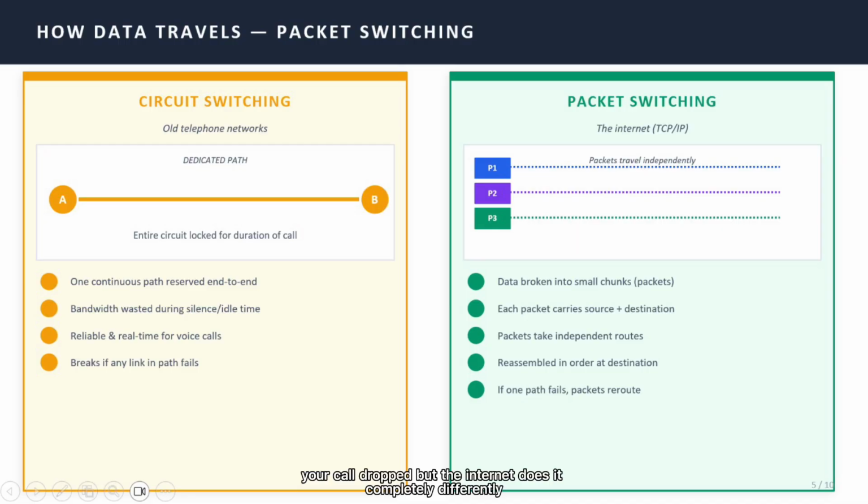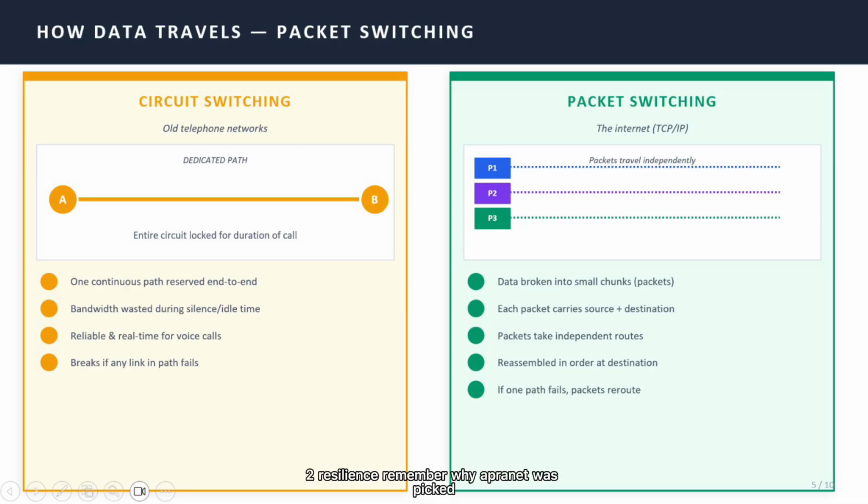But the internet does it completely differently. Let's say you send a photo. Your device doesn't send it as one continuous stream. It breaks it into small pieces called packets. Each packet has a header containing the source address, the destination address, and its sequence number. Then, and this is the key part, each packet finds its own path through the network. Packet 1 might go through London, packet 2 might go through Singapore, packet 3 might go directly. They arrive at the destination, possibly out of order, and your device reassembles them in the correct sequence. Why does this matter? Two reasons. One, efficiency. The network can use every available path simultaneously rather than locking one path per connection.